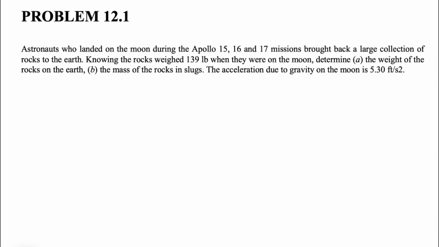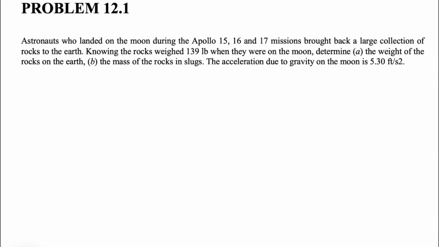Alright guys, welcome back. We're going to be solving another question from chapter 12 of the Johnston textbook. In this question, the astronauts who landed on the moon during the Apollo 15, 16, and 17 missions brought back a large collection of rocks to the Earth. Knowing that the rocks weighed 139 pounds when they were on the moon, that's the first given we have in this question. So the weight of the rocks on the moon was 139 pounds.